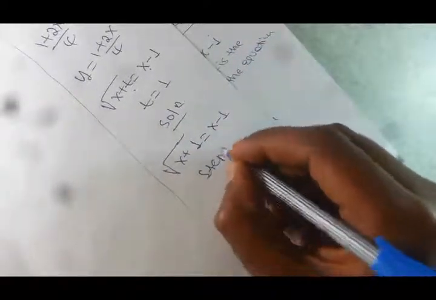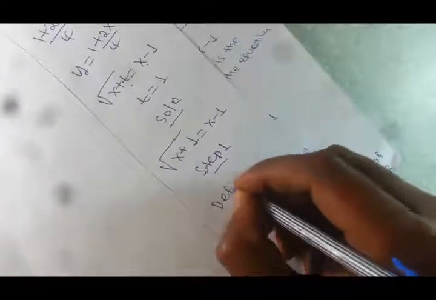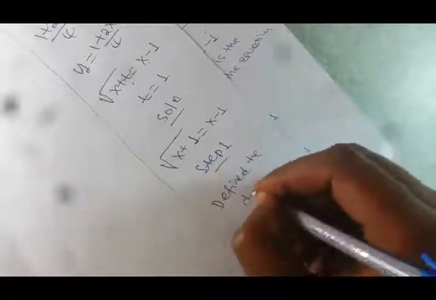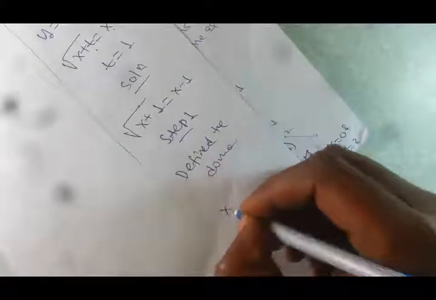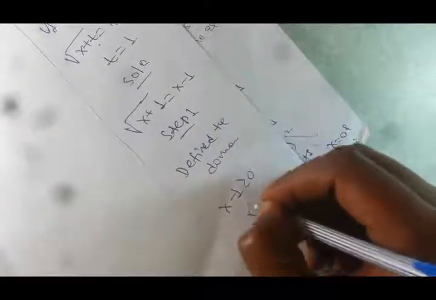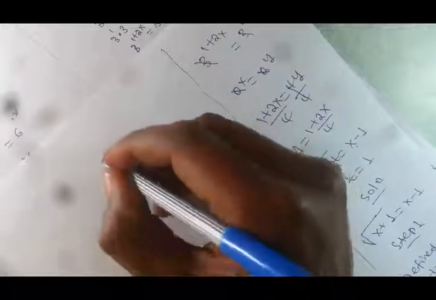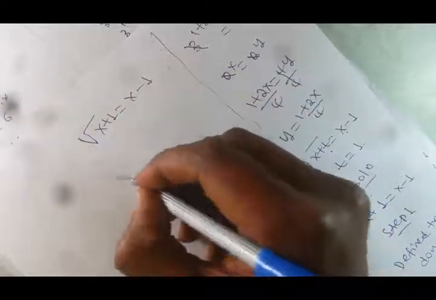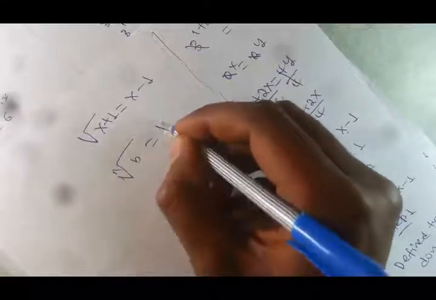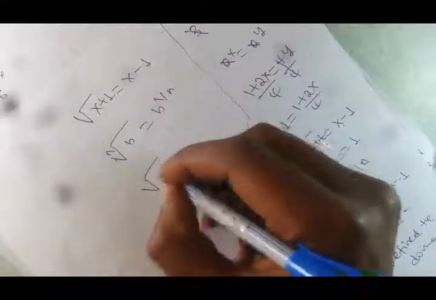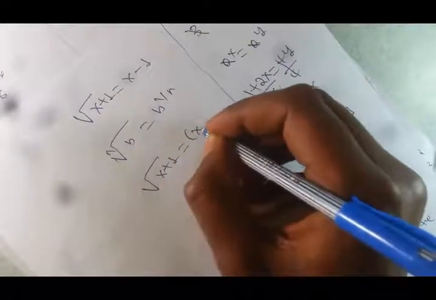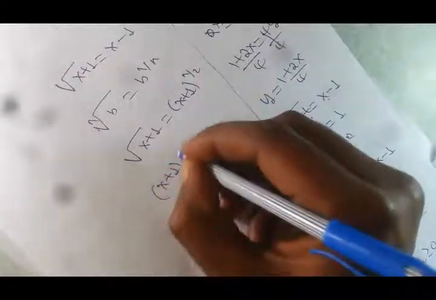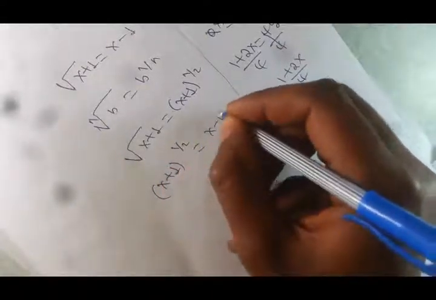And step 1 will be to define the domain. Therefore, x minus 1 must be greater than or equal to 0, so x must be greater than or equal to 1. After that, square root of x plus 1 is equal to x minus 1. We know that the nth root of b can be written as b raised to 1 over n. Therefore, square root of x plus 1 can also be written as (x plus 1) raised to 1 over 2. Therefore, (x plus 1)^(1/2) is equal to x minus 1.